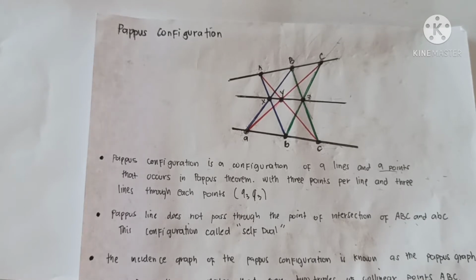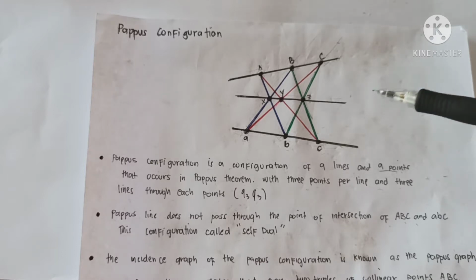For this video, I am going to discuss three configurations, namely the Pappus, Desargues, and Hesse configurations. The Pappus configuration is named after Pappus of Alexandria, one of the last great Greek mathematicians of antiquity. He proposed the Pappus hexagon theorem in projective geometry.